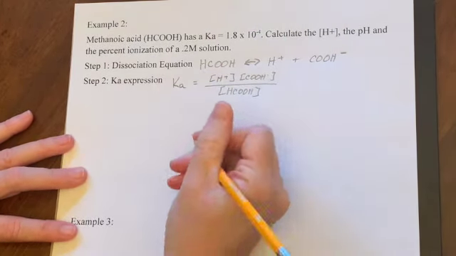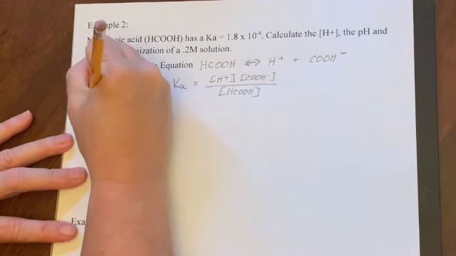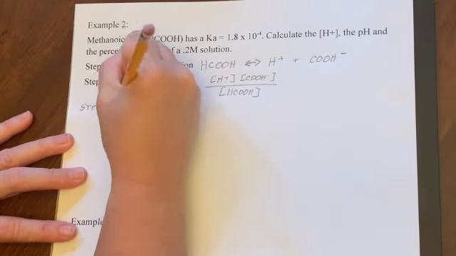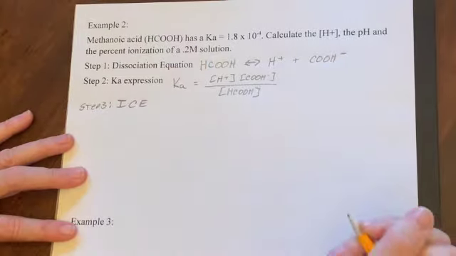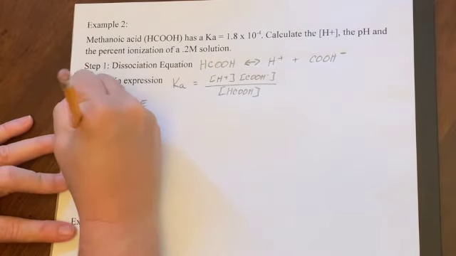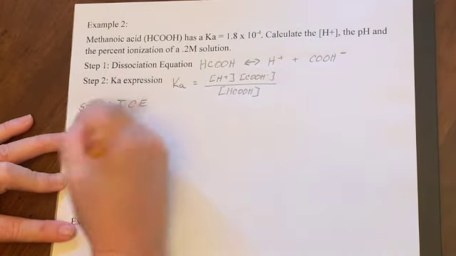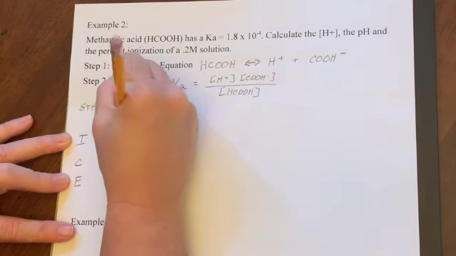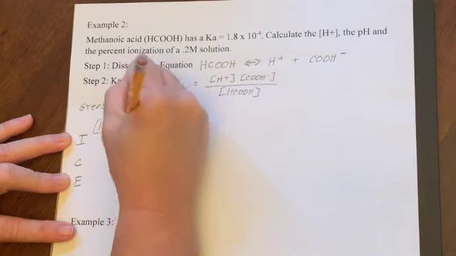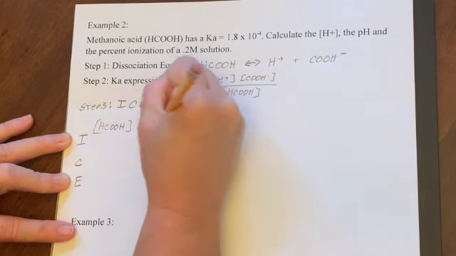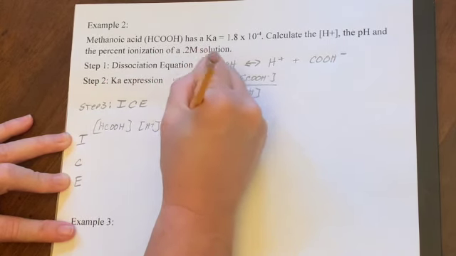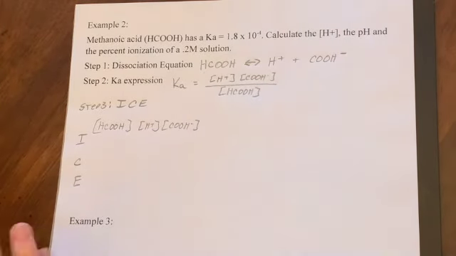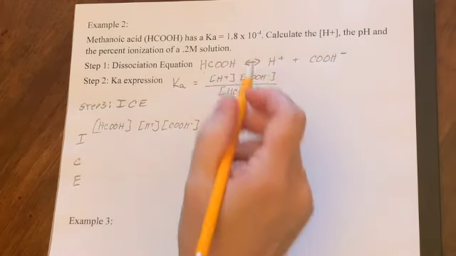Great. I'm going to set up my ICE chart. That should have been here as step 3. All right, so step 3 is going to be your ICE. I, C, E. Then I'm going to go my acid, H plus, HCOO minus. Okay, so regular old ICE chart.